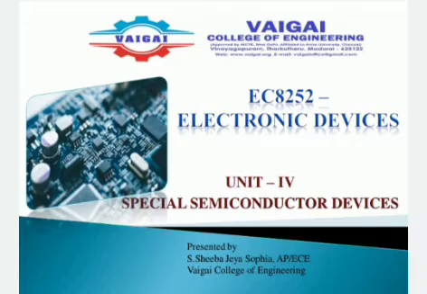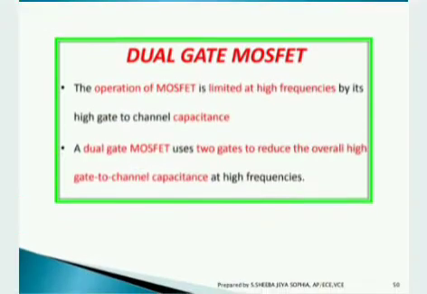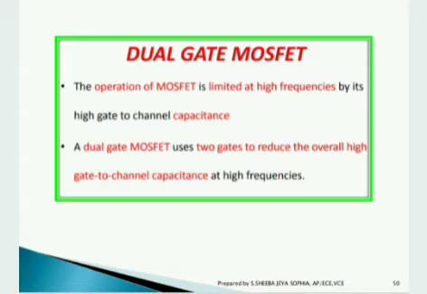In Unit 3, we have discussed in detail what is meant by FET and what is meant by MOSFET, what is the difference between these two, and why we go to MOSFET apart from FET. And here, dual gate MOSFET: the operation of a MOSFET is limited at high frequencies by its high gate to channel capacitance. So in order to overcome this limitation of the MOSFET, a dual gate MOSFET is proposed, which uses two gates to reduce the overall high gate to channel capacitance.